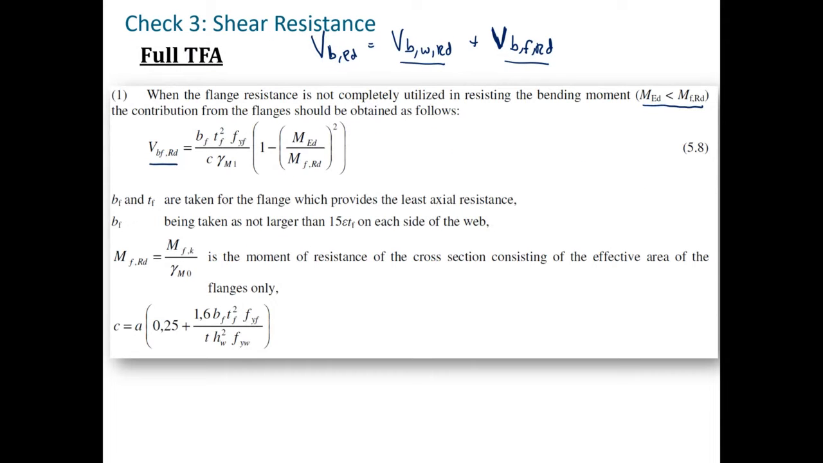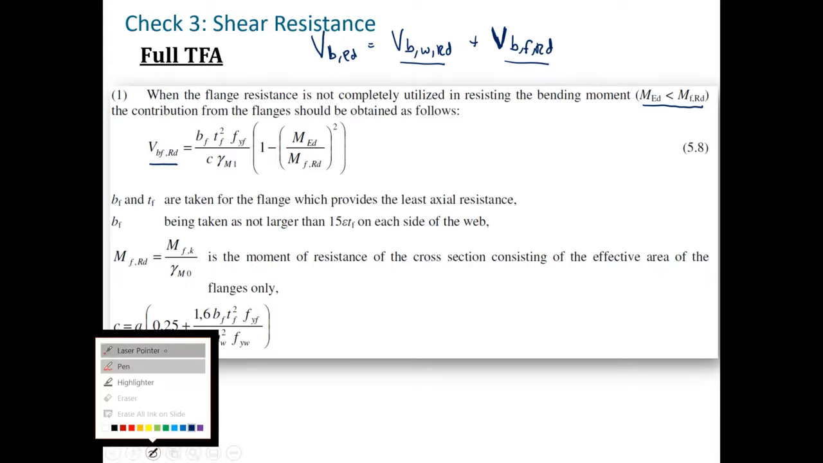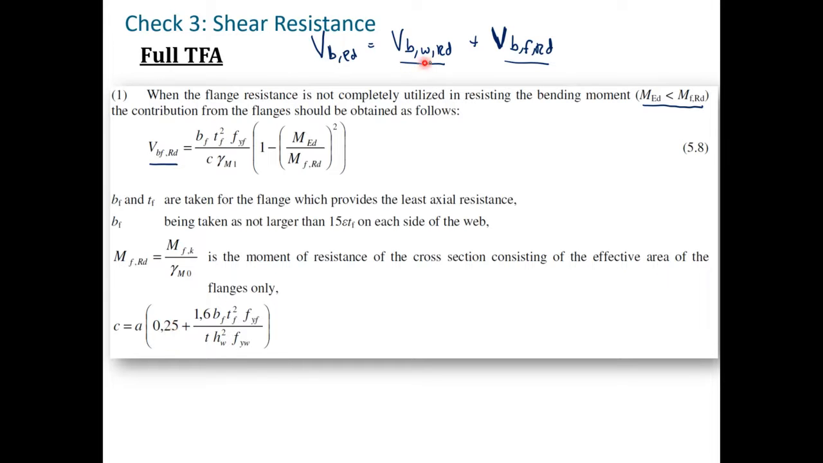So the flange contribution, if we look in the code, it'll tell us that this is not going to be full tension field action, so we're going to have the contribution from the web, which we just checked, plus the contribution from the flange to give us the overall shear buckling resistance of the section. There is a contribution from the flange when the moment demand is less than the capacity.